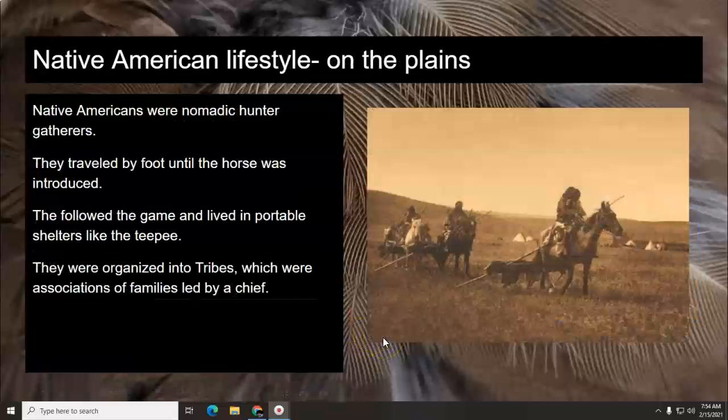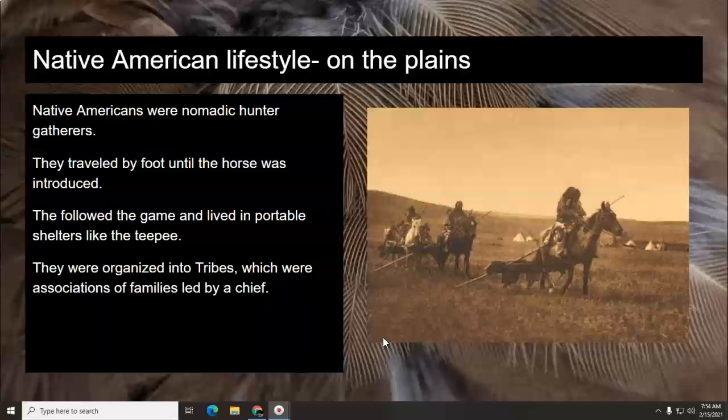So, life on the plains: they were nomadic hunter-gatherers, and they traveled by foot until the horse was introduced. They did domesticate the dog early, and the dog was also used to pull things. But when horses were brought to the Americas in the 1600s, that really changed things. Some of the horses escaped or were let go and started breeding and created herds of wild horses, and that made a big difference.